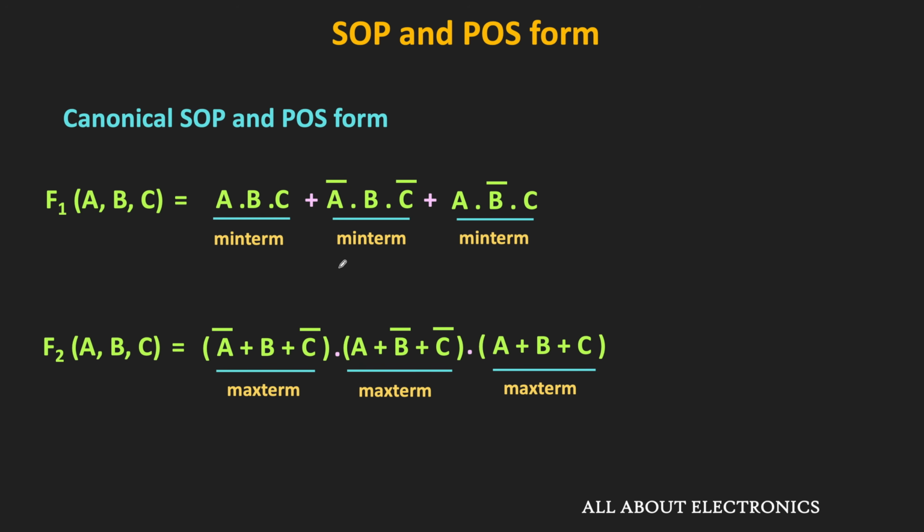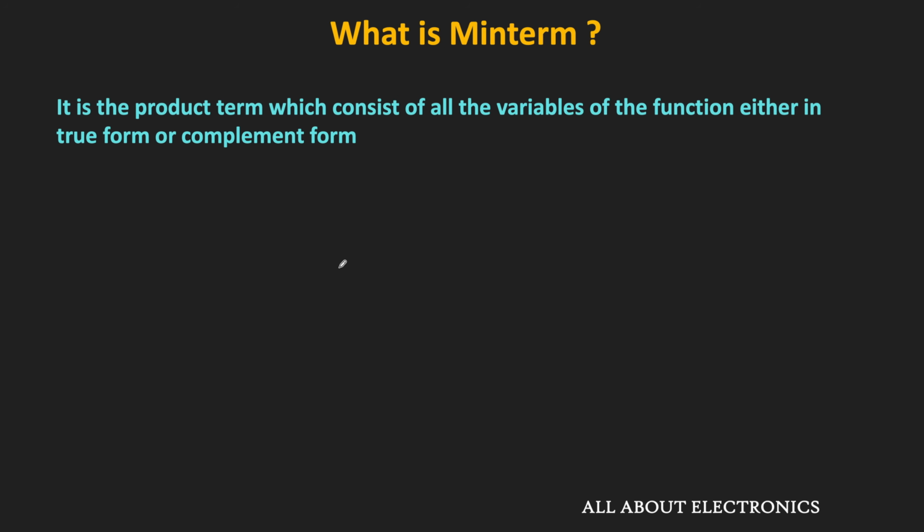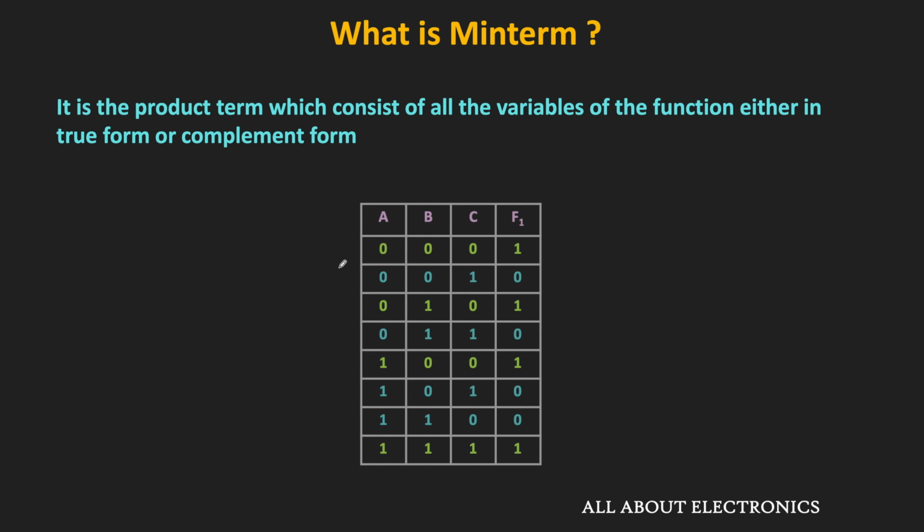So first, let us understand what is this minterm and the maxterm, and let us start with the minterm. So this minterm is the product term which consists of all the variables of the function either in the true form or in the complemented form. So now let us see, if we have some function of n variables, then what are the possible minterms of that function? And if we have been given the truth table of some logic circuit, then how we can write its Boolean expression in the form of minterms?